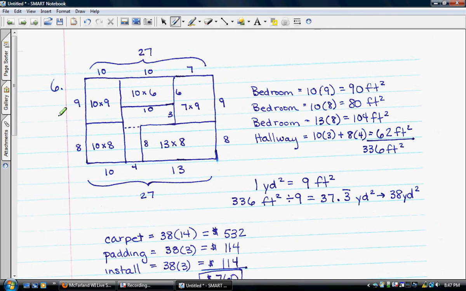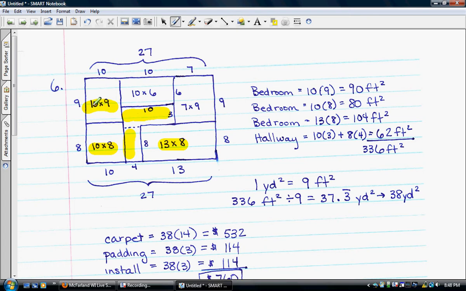For number 6, I just sketched out the top part of the floor plan, because that one only has to do with the 3 bedrooms and the hallway. Figuring out the area of the 3 bedrooms is pretty straightforward, because they give you the dimensions for the 3 bedrooms. What's a little bit tricky is figuring out the dimensions of the hallway. What I did was split the hallway into 2 rectangles, one here and one there. And I figured out that it was 10 by 3, and here's how I did it.